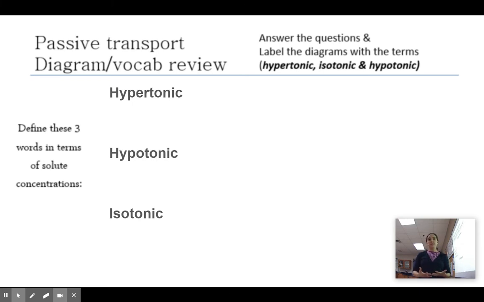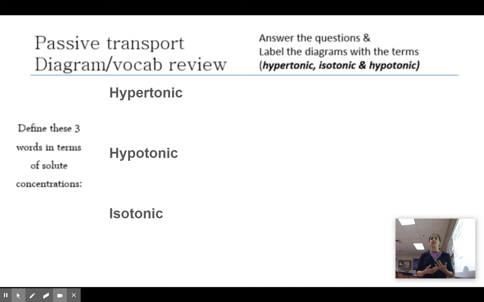So while our eggs are sitting in their solutions, we're going to look at a series of diagram-based problems to review how this process works and use some of the vocabulary to explain why particles will cross a membrane. So to begin with, we're just going to review a couple of the main words that we use to describe solutions. And we already used these once with the eggs.